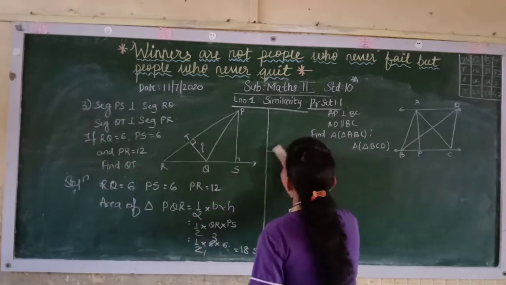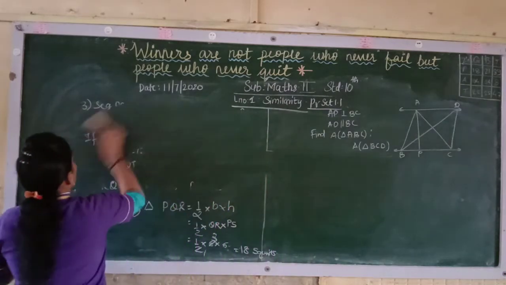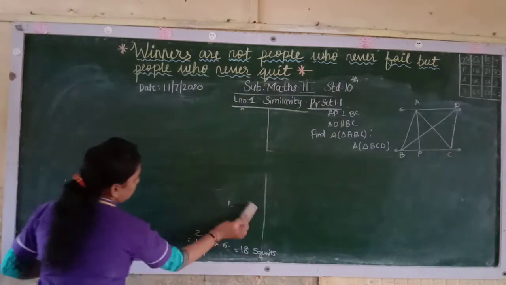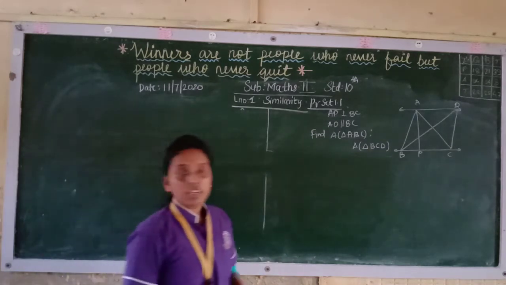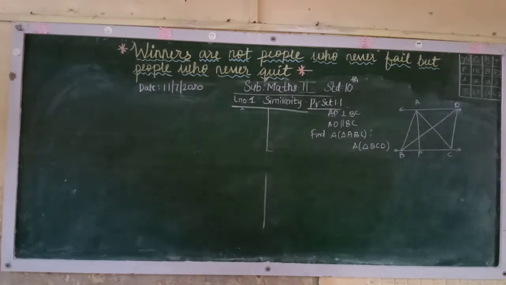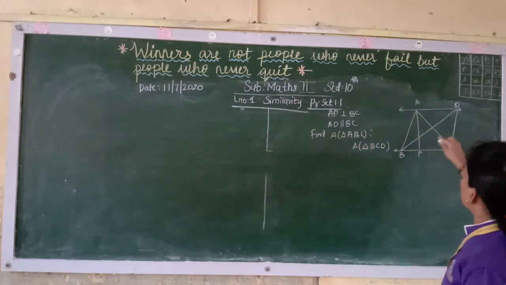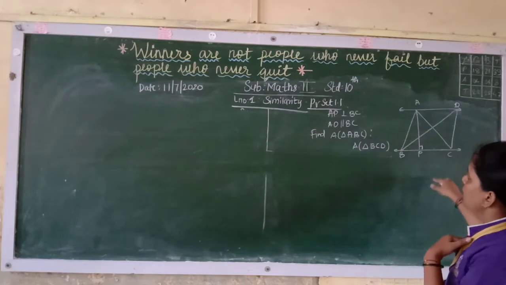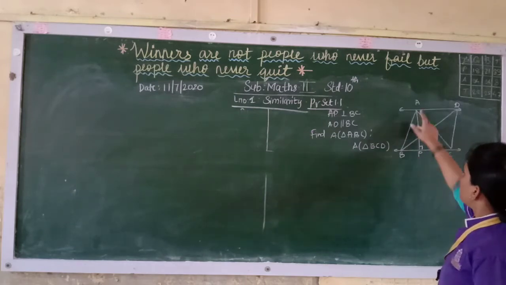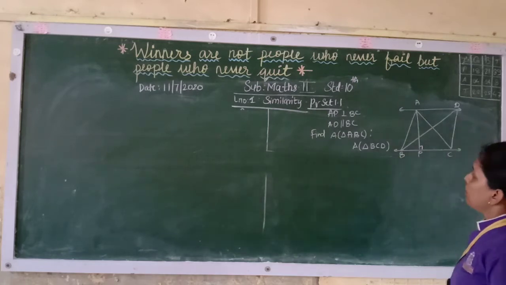Now further we will see the fourth sum. If you see over here, AP is perpendicular to BC and AD is parallel to BC. Find the area of triangle ABC and triangle BCD.